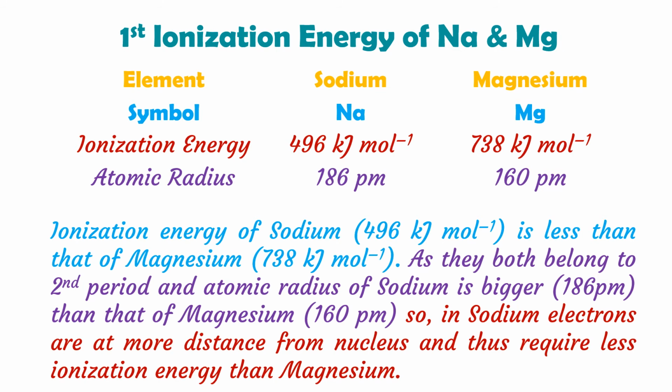So when we try to remove one electron from sodium, as it is bigger in size and electrons are away from the nucleus, it requires only 496 kJ per mole. But when we try to remove one electron from the magnesium valence shell, as it is smaller in size, it requires 738 kJ per mole energy to remove. So ionization energy of sodium is less than that of magnesium.